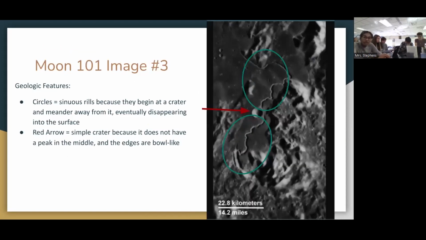So for moon image number 3, I'm just going to be talking about the geological features of this image. So first, the circles represent the sinuous rills because they begin at the crater and then kind of go away from it, and then they eventually disappear from the surface. The red arrow shows a simple crater because it doesn't have a peak in the middle, but the edges are bowl-like.